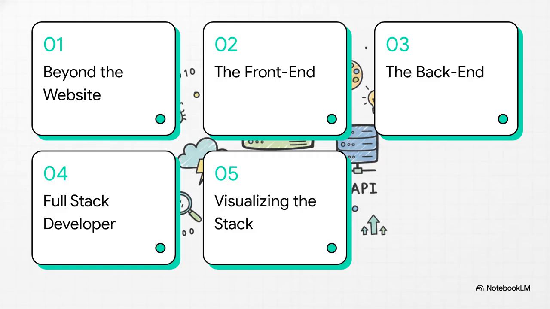So, here's our game plan for today. First, we'll talk about what makes something more than just a website. Then, we'll dive into the two big parts, the front end, which is what you see, and the back end, the hidden engine. After that, we'll meet the person who brings it all together, the full stack developer. And finally, we'll get a really cool way to visualize what this whole stack thing actually looks like.